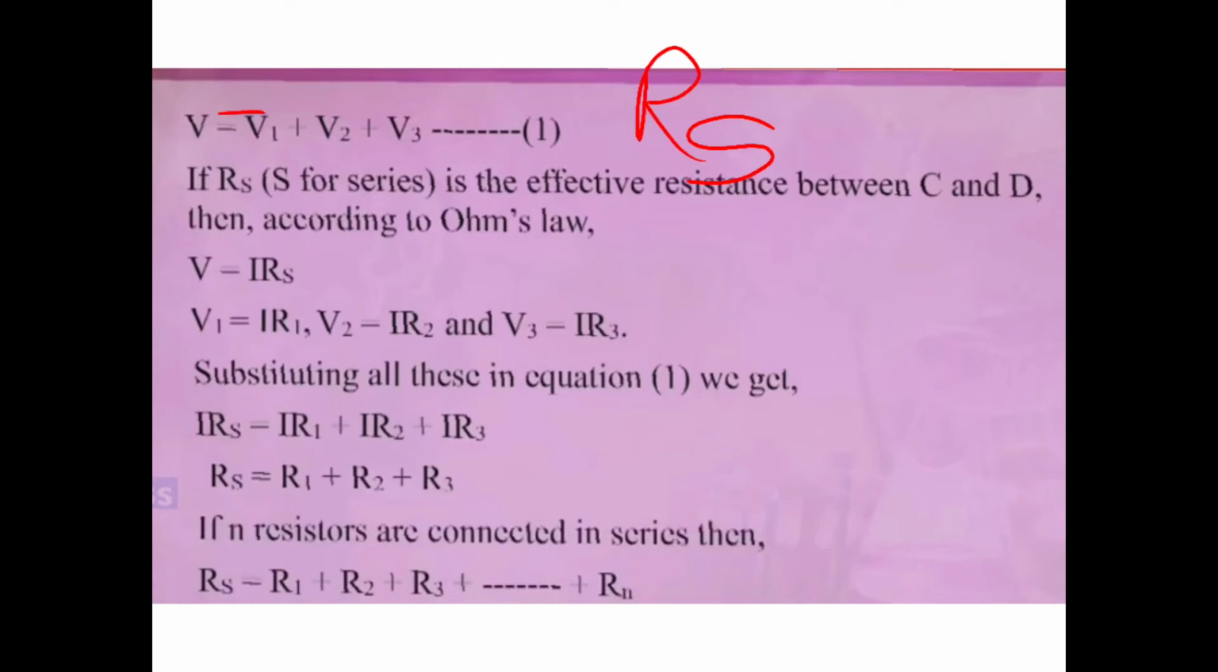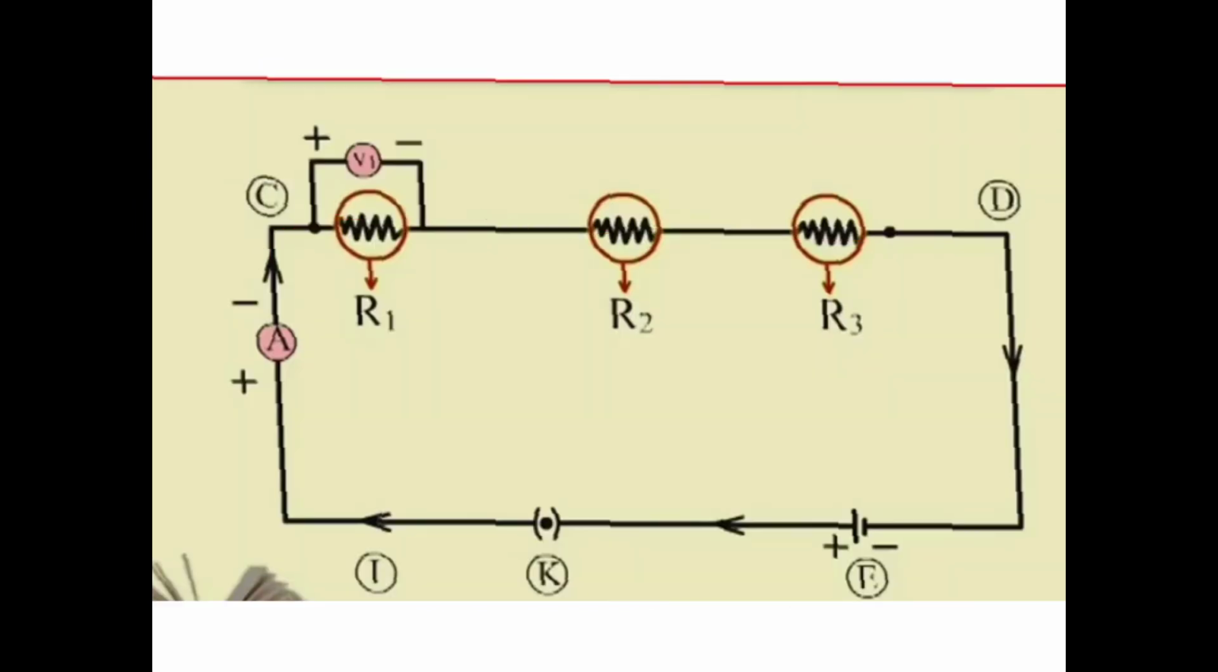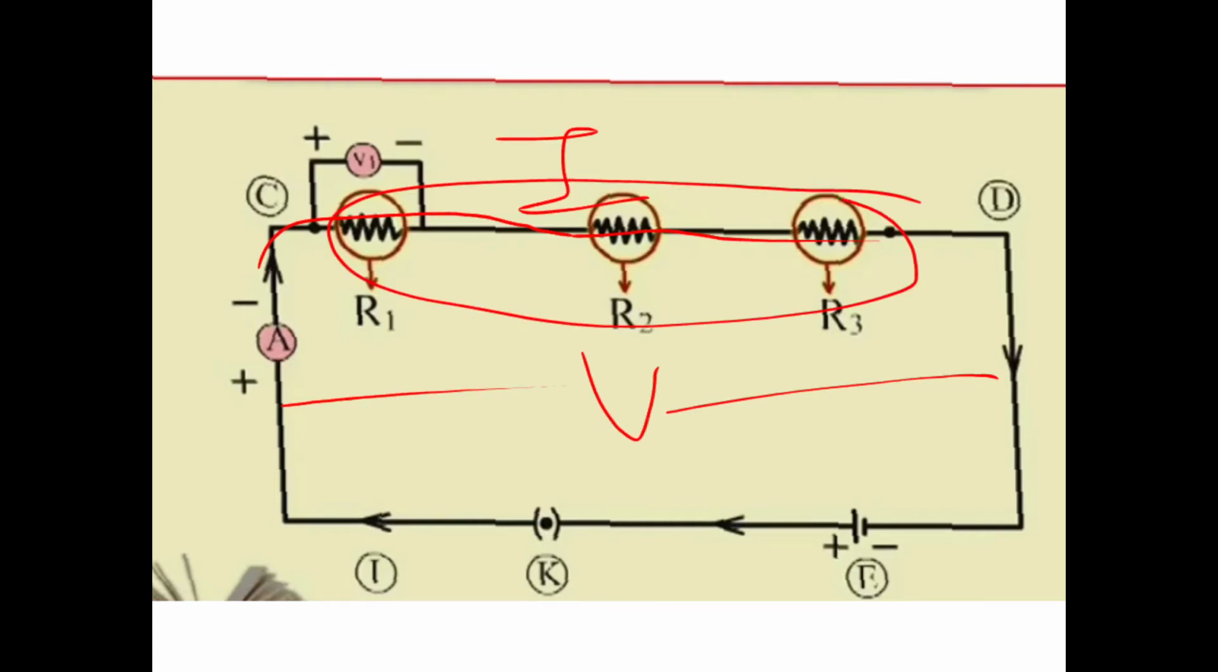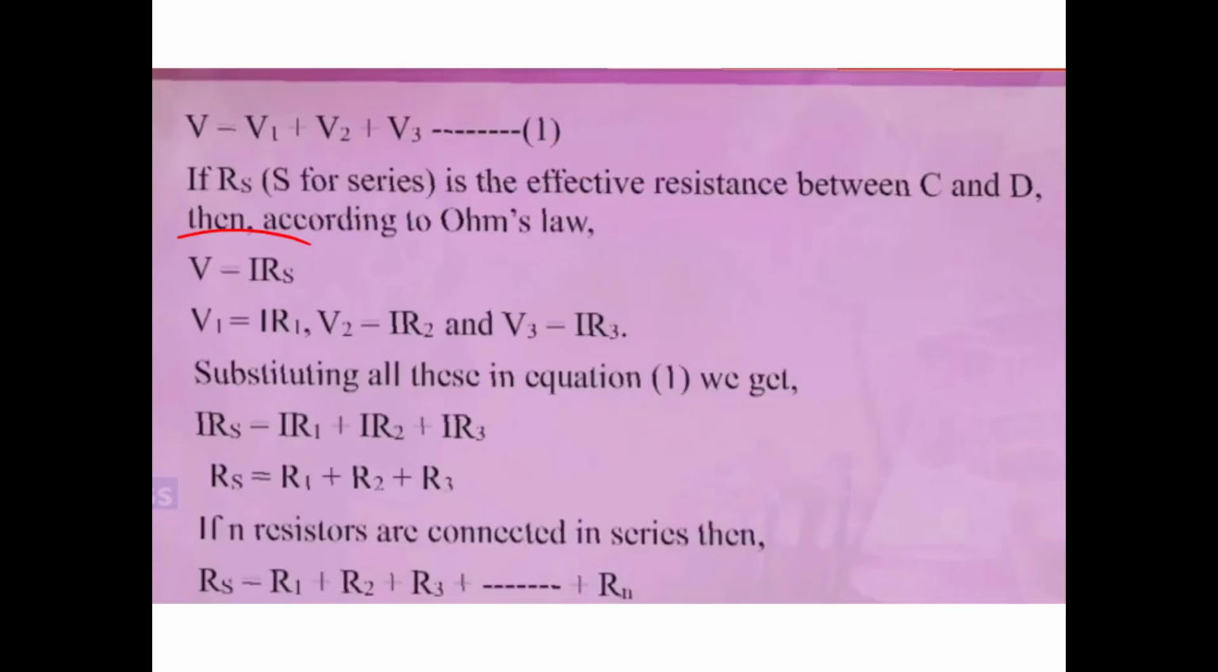So my V is equal to V1 plus V2 plus V3, right? And if you consider the entire thing, what is the effective resistance, then this entire V is equal to the I, the current which passes, times the effective resistance of R1, R2 and R3. So that I will denote by RS. So that will be my effective potential. RS is the effective resistance. Then you have V is equal to I RS.